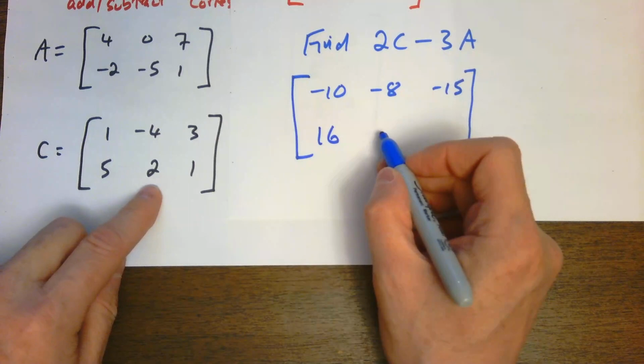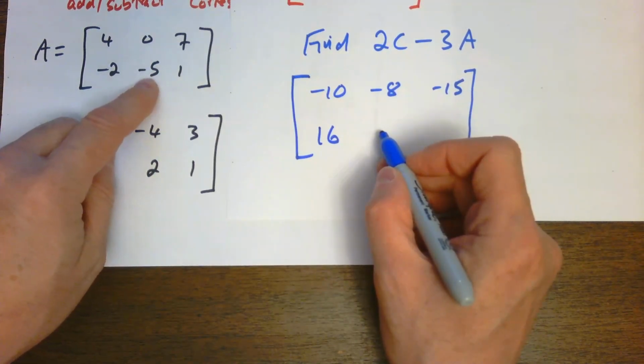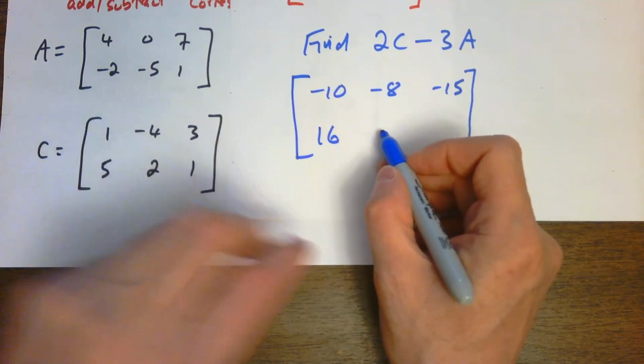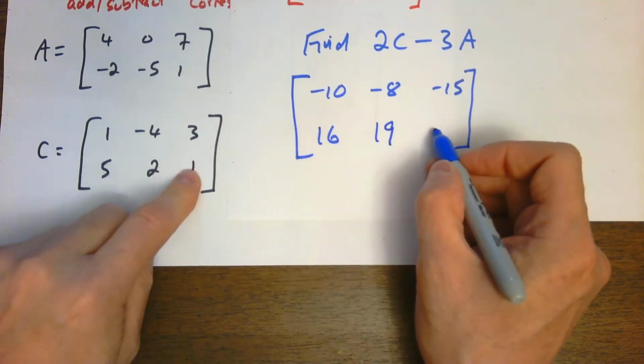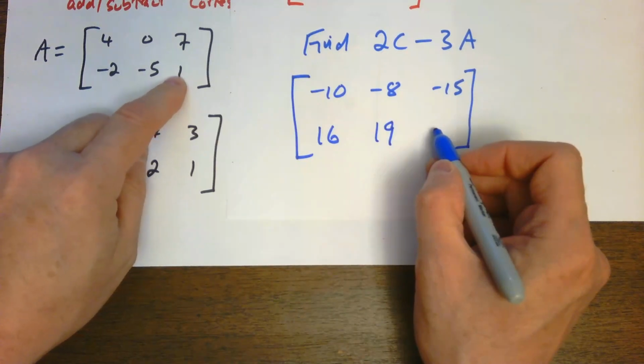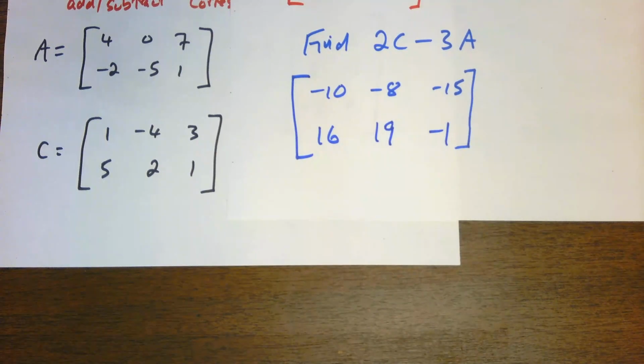2 times 2 is 4. Minus 3 times 5, -5 is -15. 4 minus -15, 4 plus 15 is 19. And then finally, 2 times 1 is 2. Minus 3 times 1 is 3. 2 minus 3 is -1. So when it comes to adding and subtracting, that's all there is to it. You're just multiplying the scalars in, and then combining the corresponding entries. So adding and subtracting isn't so bad.